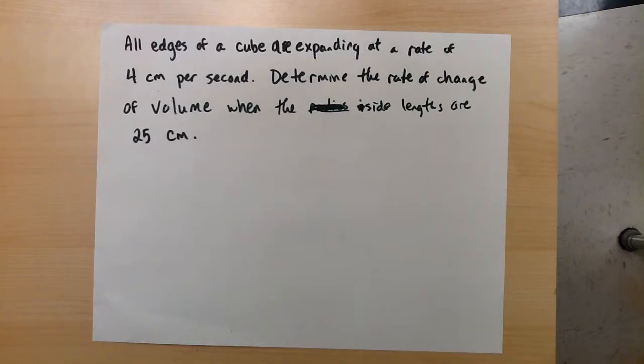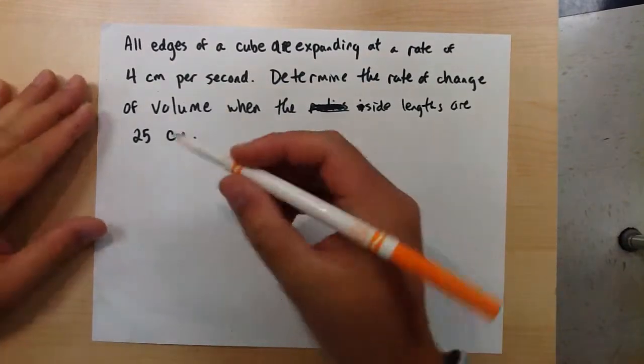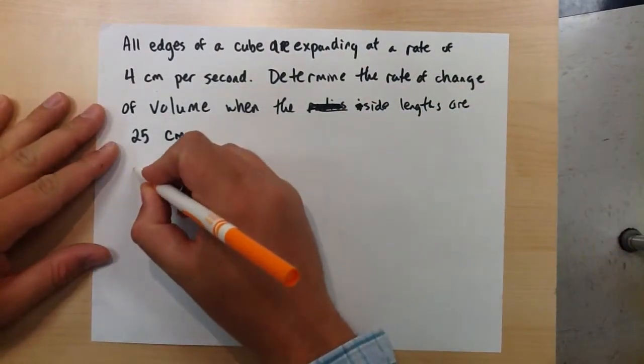and growing and growing. Okay, and so the edges of the cube are expanding at a rate of 4 centimeters a second, and we're supposed to determine the rate of change of the volume when the side lengths are 25 centimeters. So once again, just going through the same process.